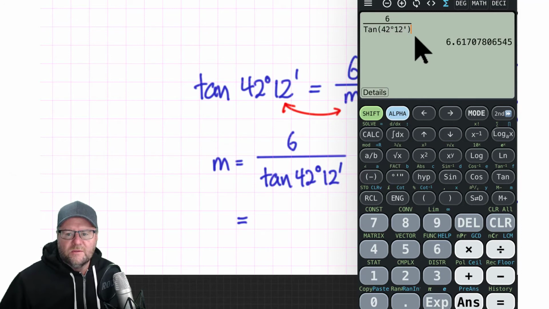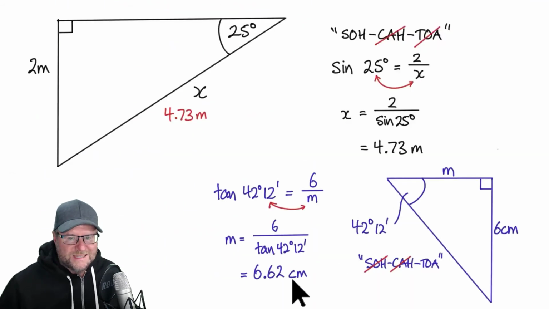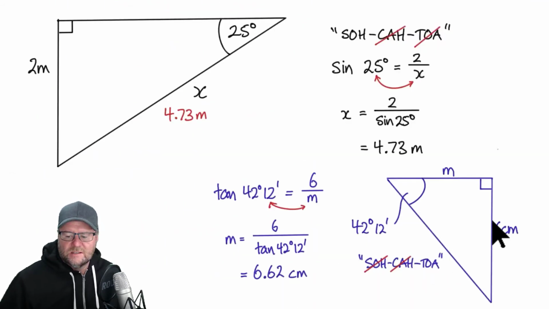I did 6 on the top of the fraction, tan 42 degrees 12 minutes, and you have a little button on your calculator here. Yours might look different, and may actually just have the letters DMS on it. It depends what calculator you're using. But this stands for degrees, minutes, and seconds. So I put in 42 and I hit that button for degrees. Then I hit 12 and I hit that button again to indicate minutes. And I get my answer of 6.62 centimeters for the length of the hypotenuse.